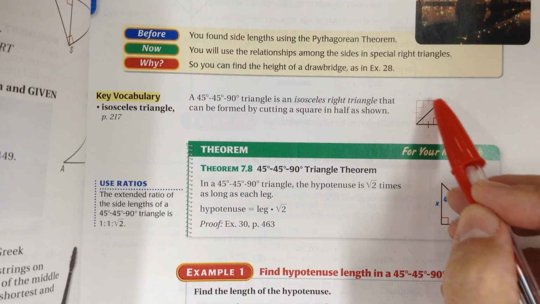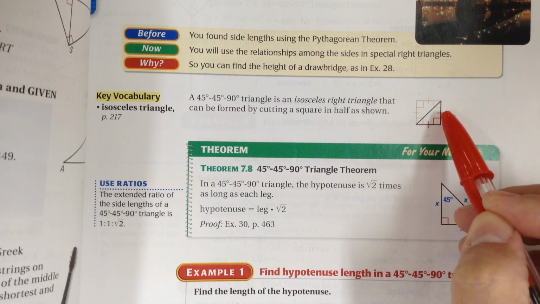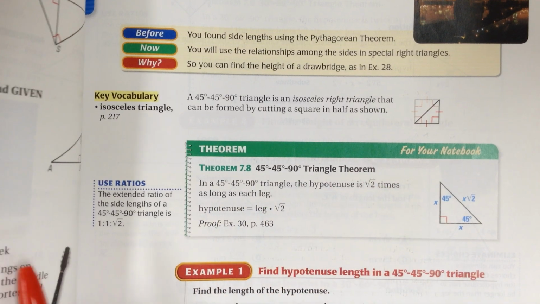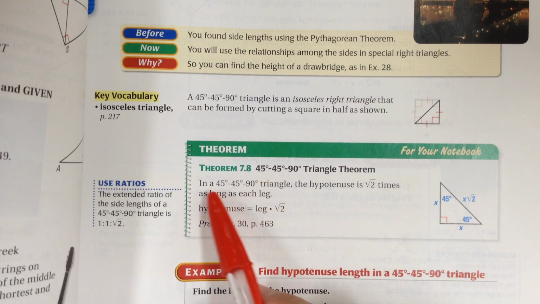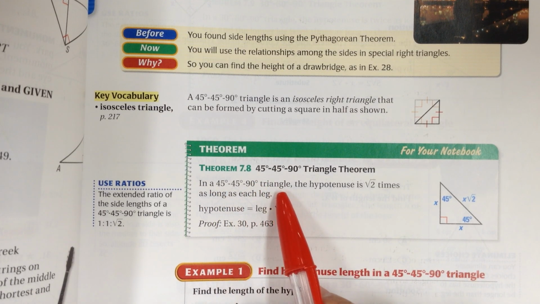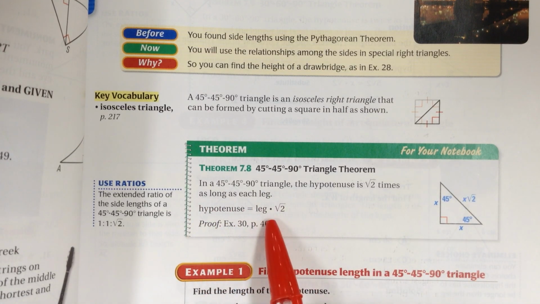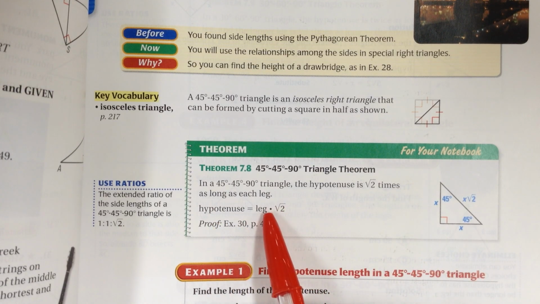Because it's a square, all four sides are congruent, so when you cut, these two sides are still congruent, therefore you've got an isosceles right triangle. So here's the theorem. It says in a 45 degree, 90 degree triangle, the hypotenuse is square root 2 times as long as each leg. So hypotenuse equals square root of 2 times the leg.